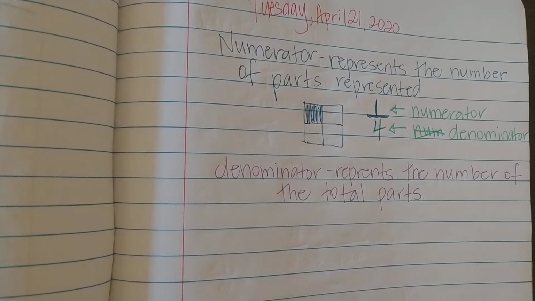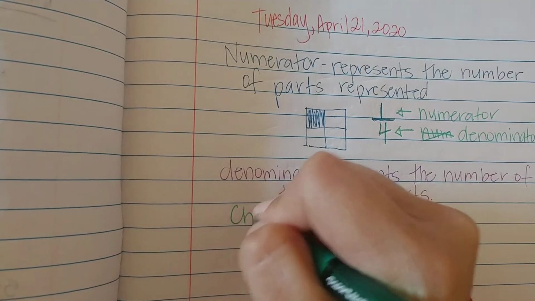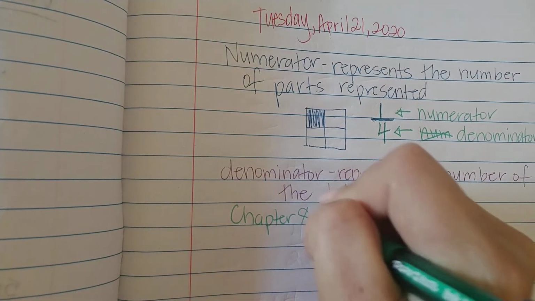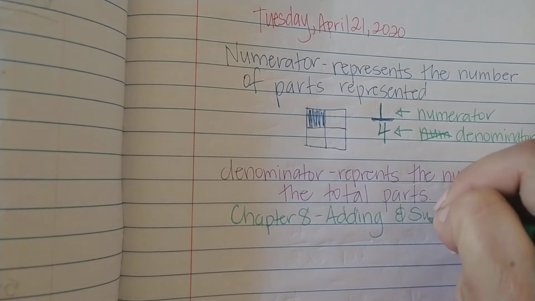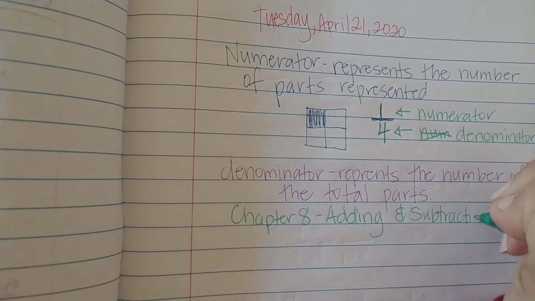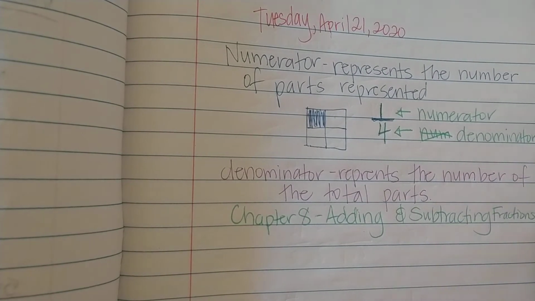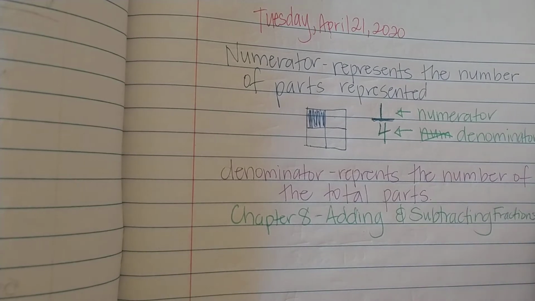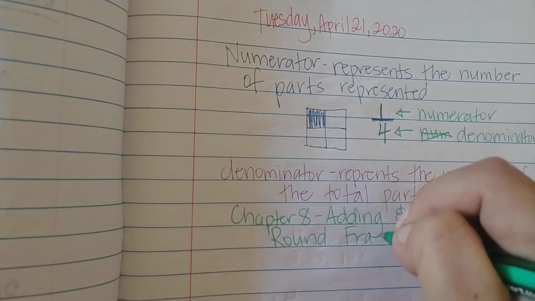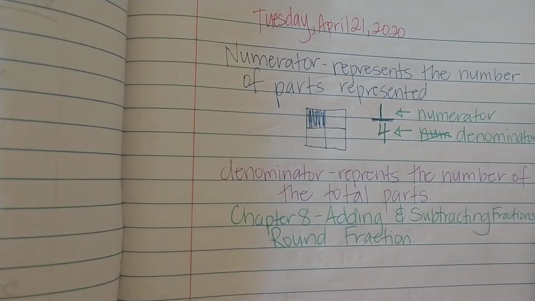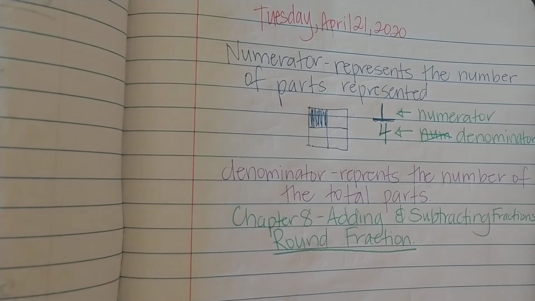So now we're going to continue on chapter 8. Okay, so chapter 8 is adding and subtracting fractions. And this lesson that we're going to be doing today is called rounding fractions. Just like when we round decimals, when we round whole numbers, we're going to be rounding fractions.